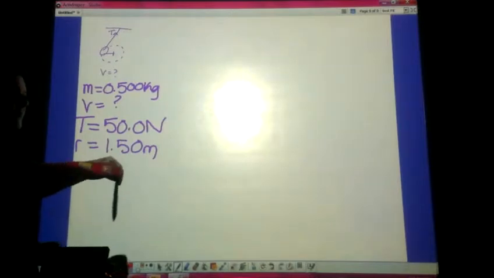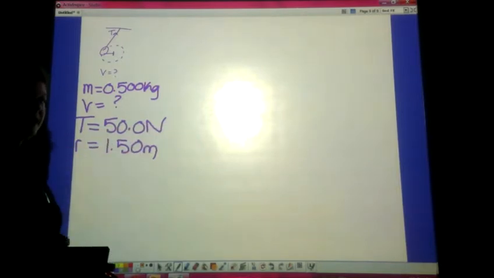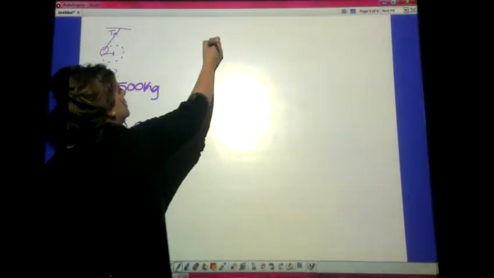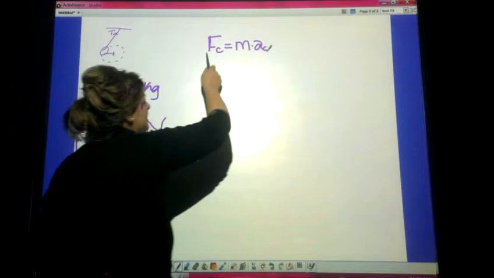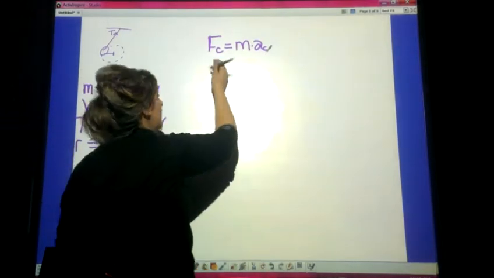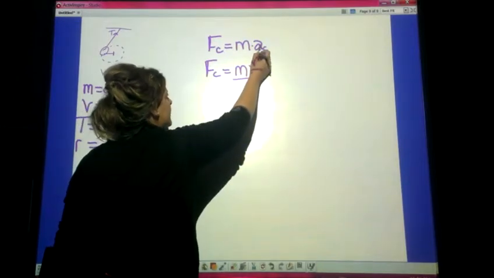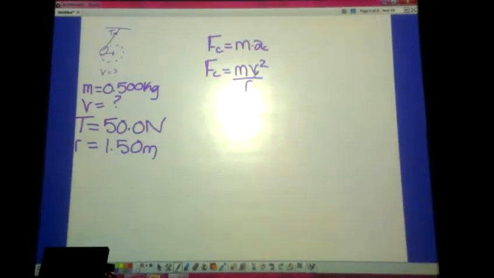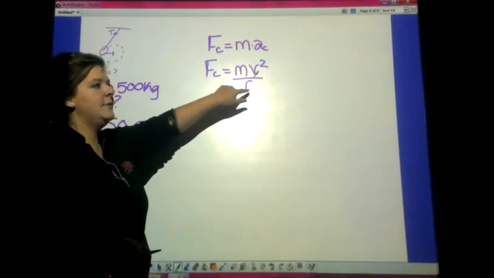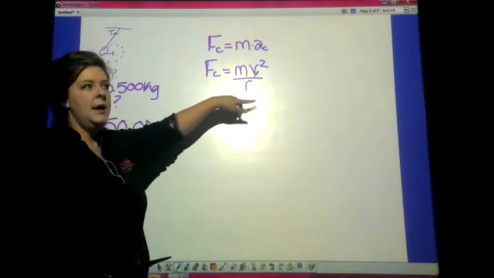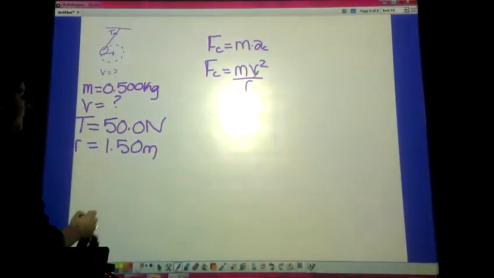So really the force that's causing this puck to move in a circle is the tension. I know centripetal force, or any force, is equal to mass times acceleration, but centripetal force is equal to mass times centripetal acceleration. I know centripetal force is equal to mass times v squared over r. I just plugged in v squared over r for a_c. And the centripetal force that's causing this acceleration is tension. So centripetal force isn't just an extra force. It's a force that's already there. It's part of my free body diagram.